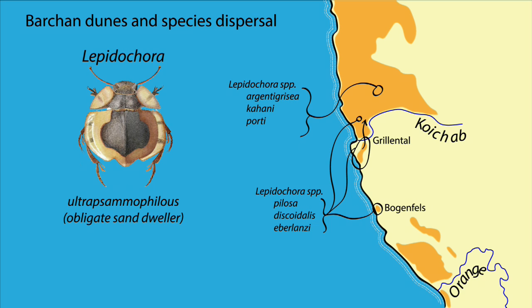Species migration does not go the other way, however. The central Namib Lepidocora are not found in the southern Namib. Species migration is from south to north. It does not go north to south.